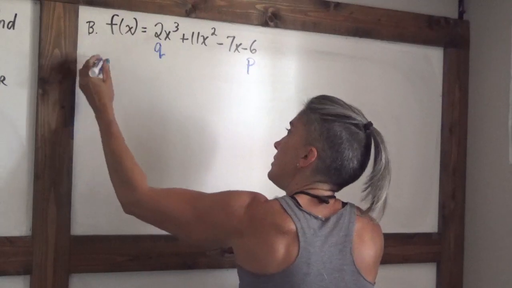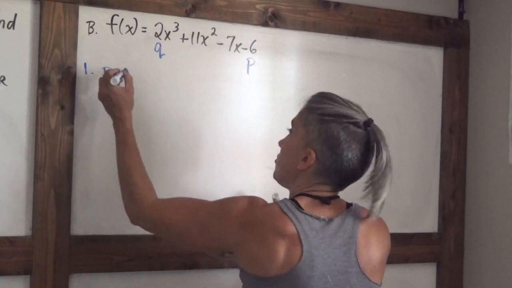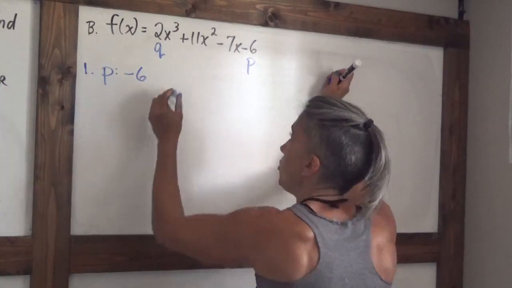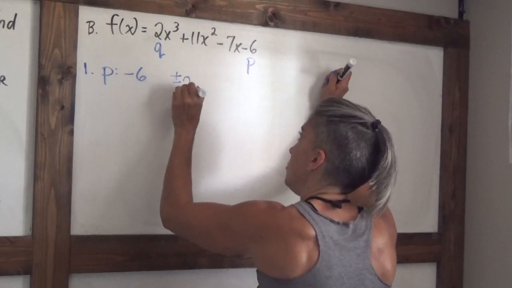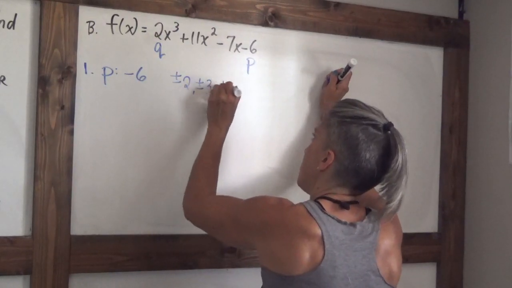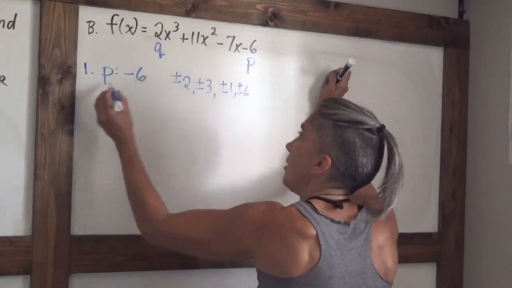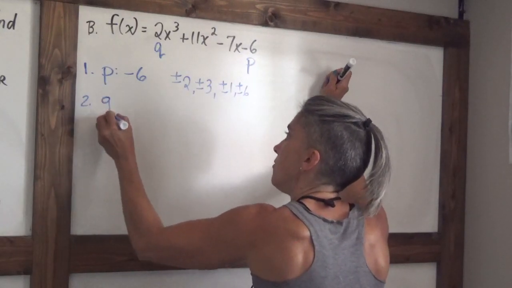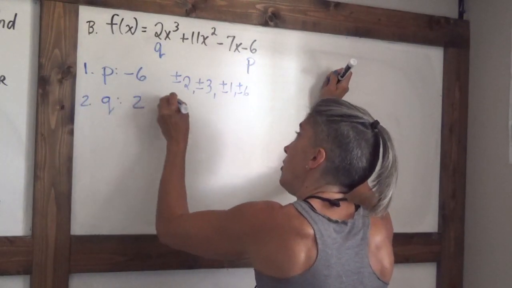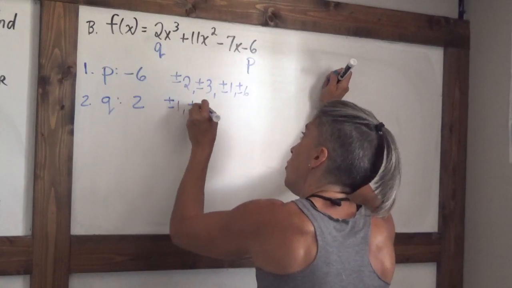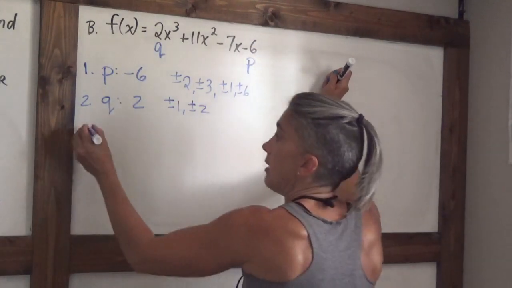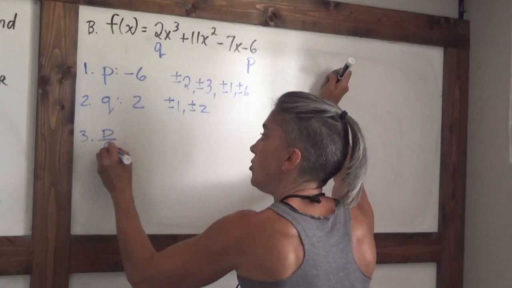Alright, so step 1 says to find all your factors of p. So what multiplies to give me 6? 2 times 3. 1 times 6. Alright, step 2 is factors of the q term, which is 2. So plus or minus 1 times 2. Step 3 says to divide all those possible factors.